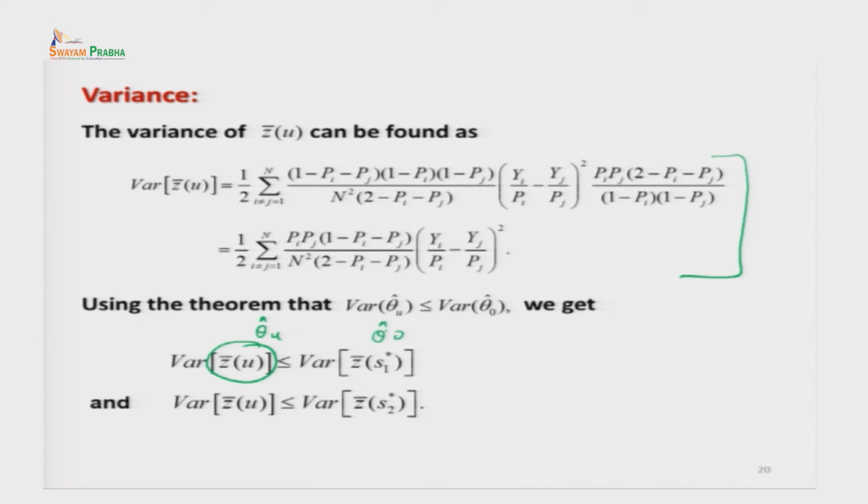So using the result of that theorem, I can write down directly that the variance of Murthy's estimator will always be less than the variance of z bar S1 star or z bar S2 star, which are based on the Desraj estimator. So now you can see that you have constructed an estimator which has a smaller variance than even the ordered estimator. So you should now be happy.